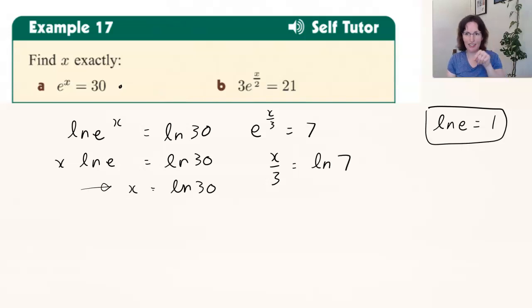That's how I do my l's, because otherwise sometimes they look like a 1. And then keep rearranging. So we're going to multiply through by 3 and we're left with 3 ln 7, and that's our exact answer.